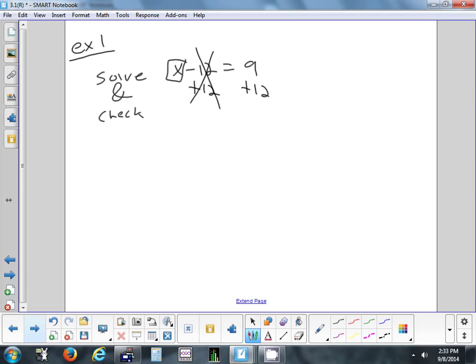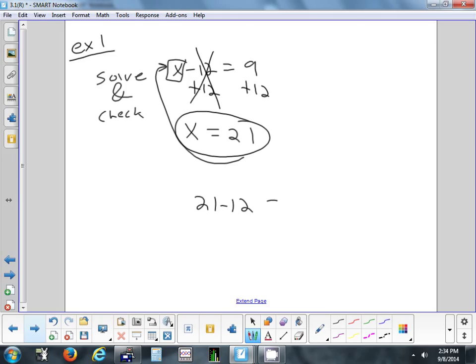What's the only thing on the left-hand side now? Just X. And what's 9 plus 12? 21. How do we check and see if we got the answer right? How do we check it? Plug in 21 for X and see if we get a true statement.